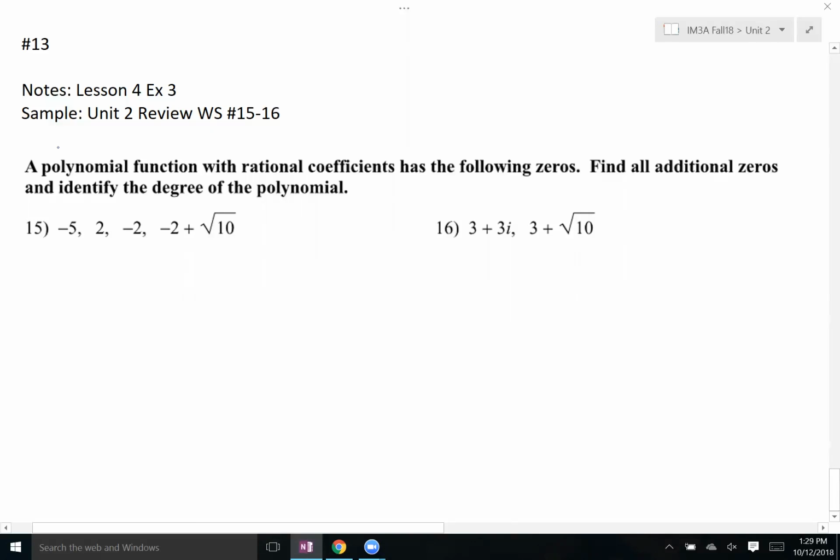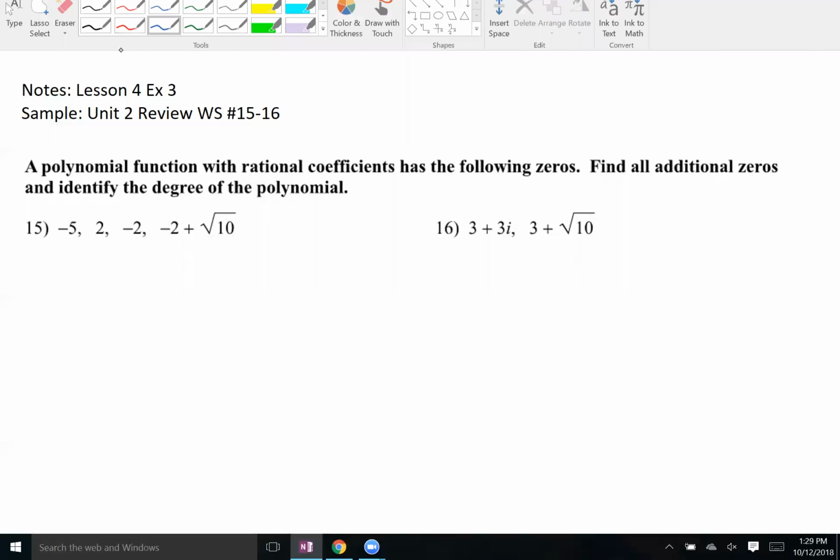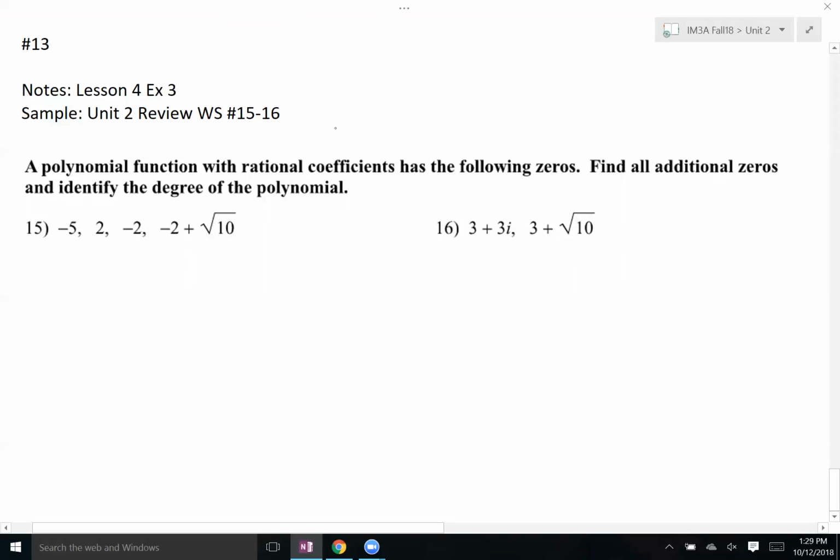So the rational root theorem and the imaginary root theorem tell us that if I have an imaginary number, a plus bi, I have to also have its conjugate. So I have to have a plus or minus bi as roots. Same thing with radicals. So if I have a plus radical b, I also have to have minus. And so when I'm doing these problems, the additional zeros will be those values.